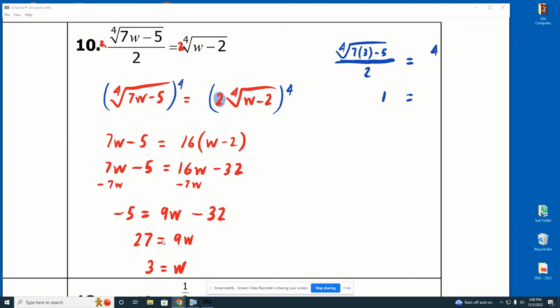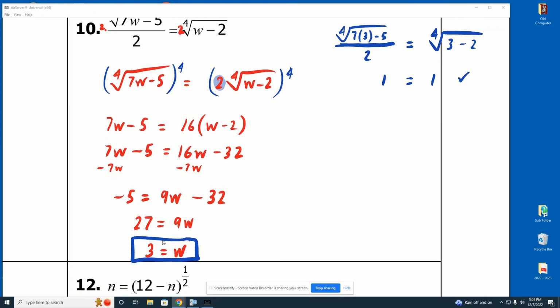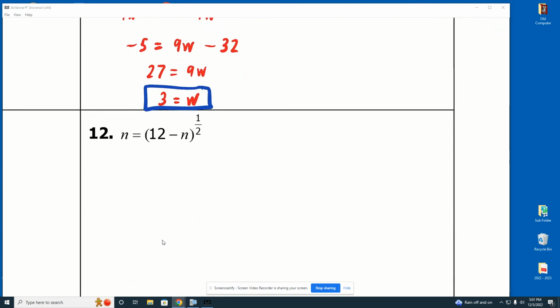Okay, go to the other side. You're going to do 4 math 5 to do the fourth root of, and then you're going to do 3 minus 2, which y'all know that's 1. So fourth root of 1 is also 1. So sure enough, it works. So that is my solution. It is not extraneous. So hopefully that makes sense, and maybe you got that right, and if you did, awesome.